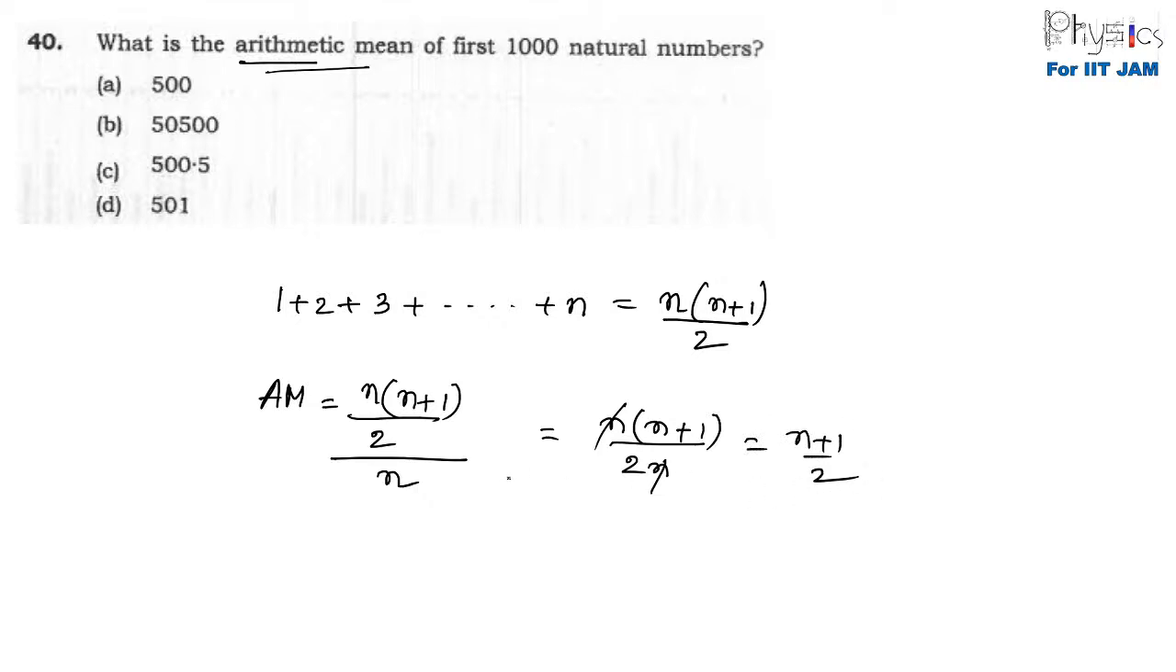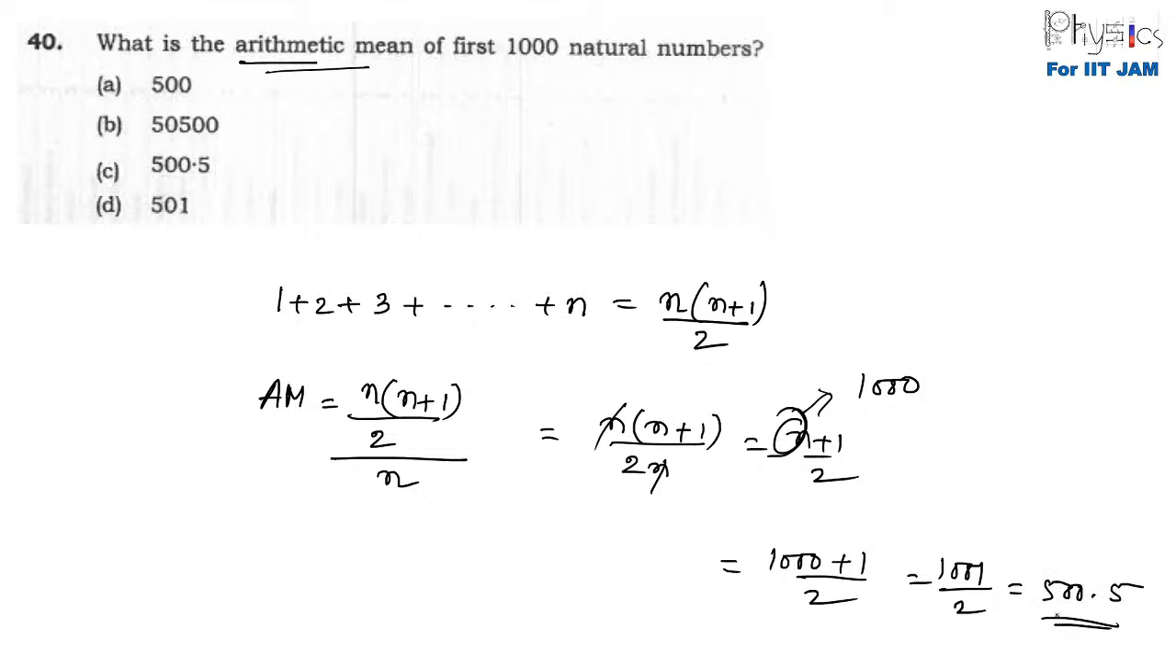And if we put n equal 1000 here, we get 1000 plus 1 by 2, that is 1001 by 2, that is 500.5. This is our correct answer, that is option C is the correct answer here.